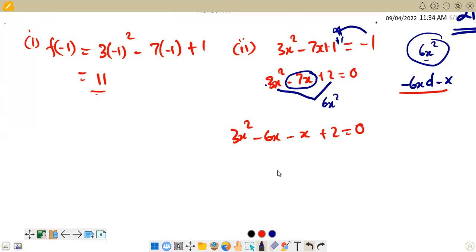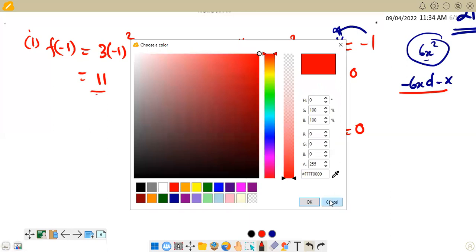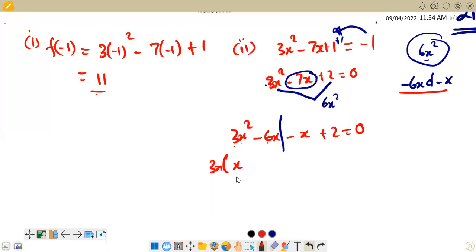All right, I've got 4 terms now, so I can factorize the first two terms. What is common here? I've got 3x. So 3x squared divided by 3x is x, and minus 6x divided by 3x, so as you can see, the x's cancel. It's going to give us a negative 2. Let's just allow it to auto-save a little bit. All right, I think it's back now. So it's going to be a negative 2 here.